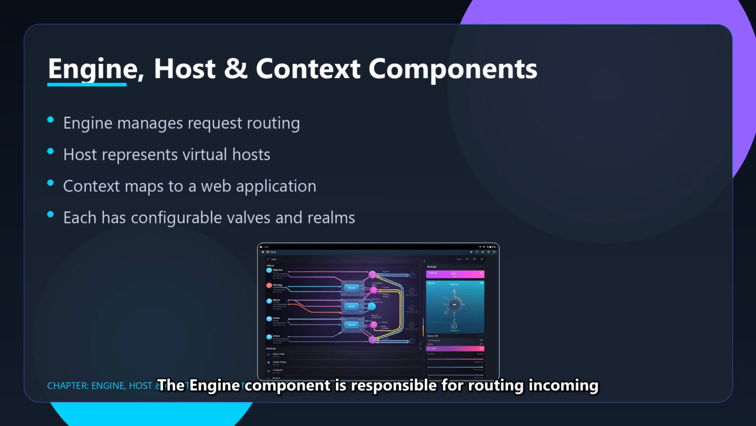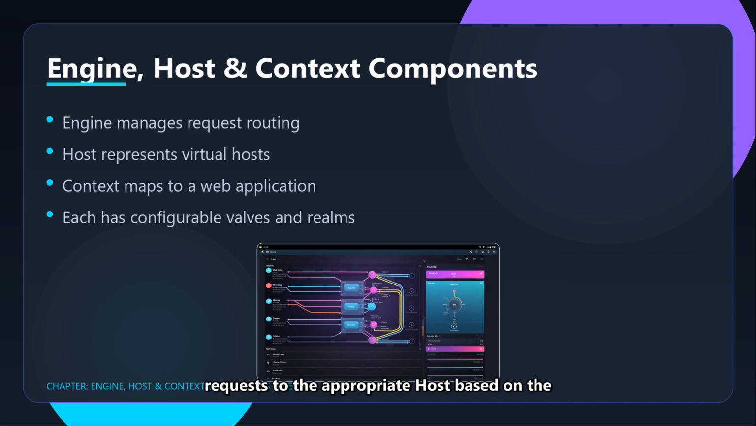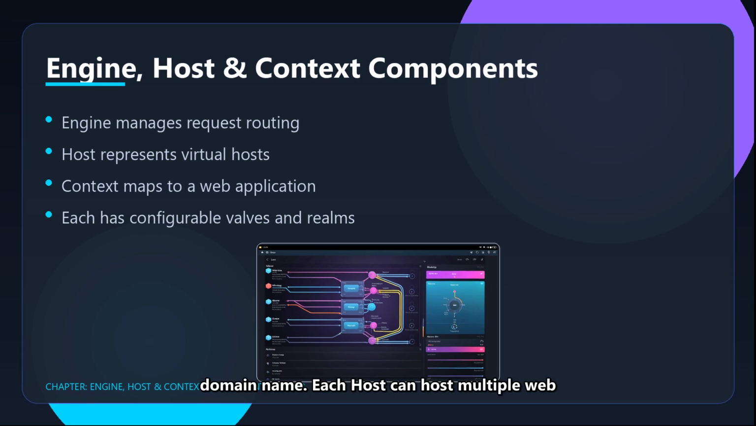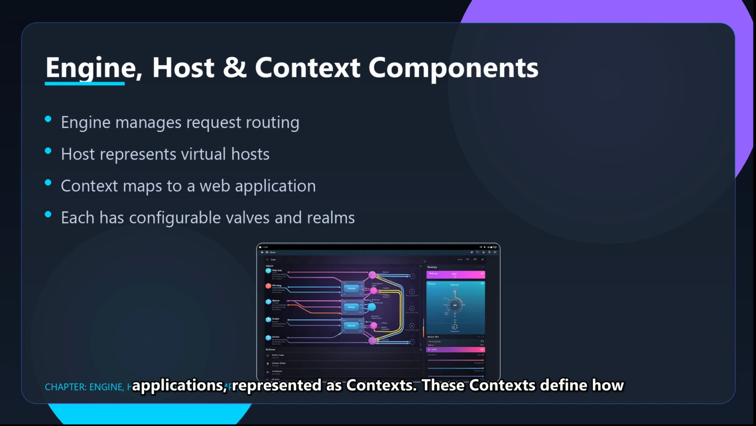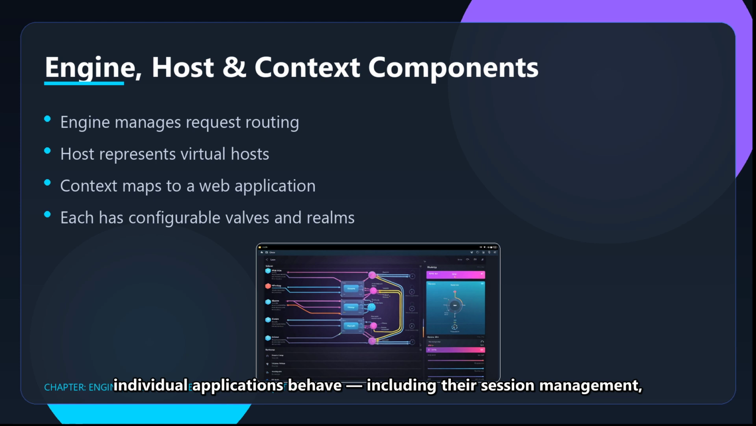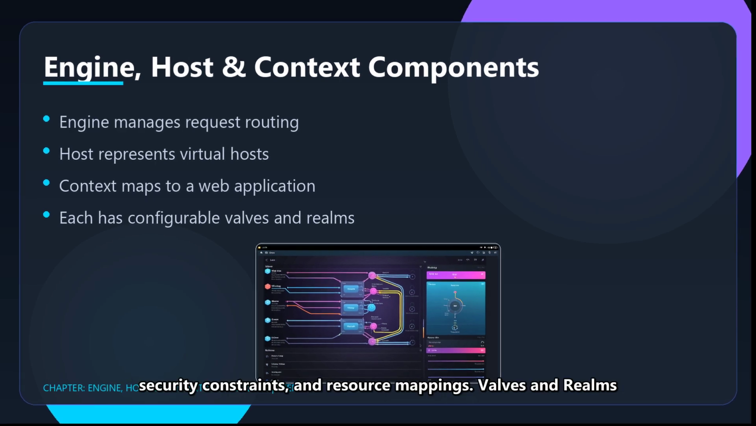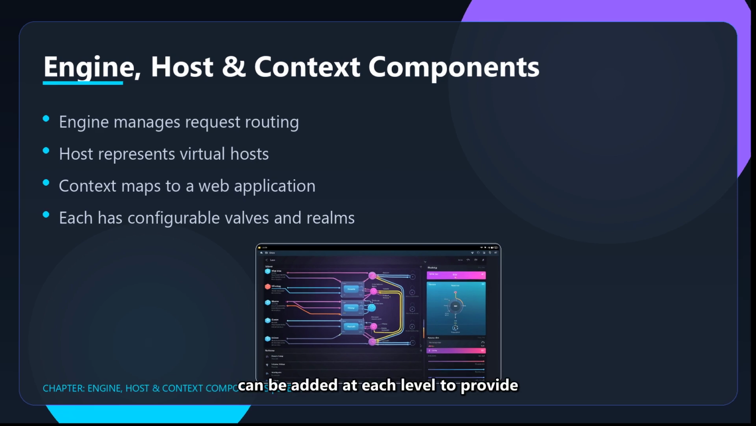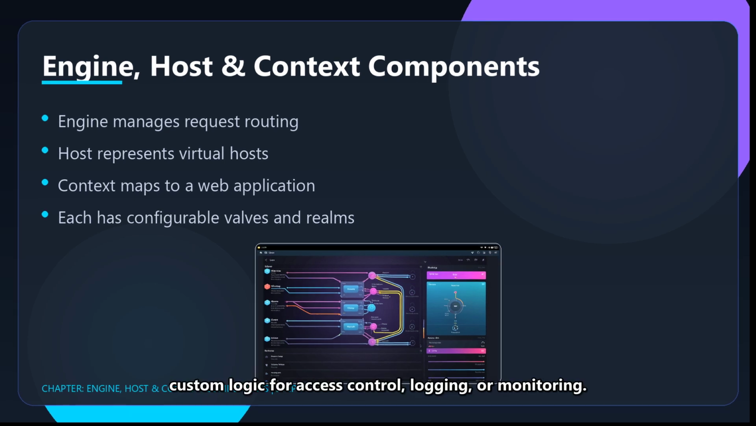The engine component is responsible for routing incoming requests to the appropriate host based on the domain name. Each host can host multiple web applications, represented as contexts. These contexts define how individual applications behave, including their session management, security constraints, and resource mappings. Valves and realms can be added at each level to provide custom logic for access control, logging, or monitoring.